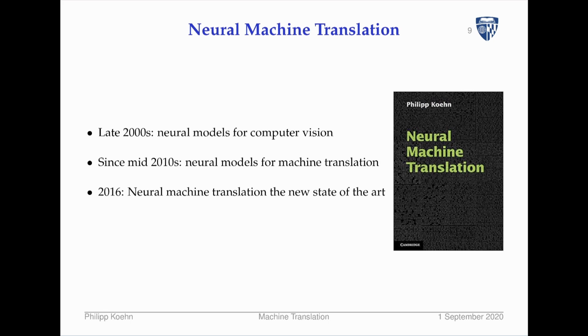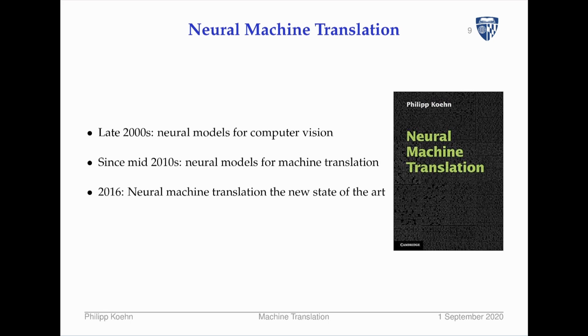Since about the mid 2010s, neural models were also integrated into machine translation, starting with neural language models as a component of statistical machine translation systems, but then also more complex components. And then in a relatively short period of time, the entire field of machine translation switched to a completely end-to-end neural machine translation system.